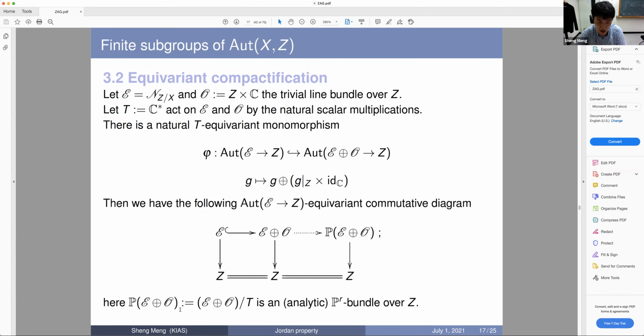And we denote by P(E direct sum with O) simply the quotient of this new vector bundle by the scalar action. So this is now an analytic P^1 bundle over Z.